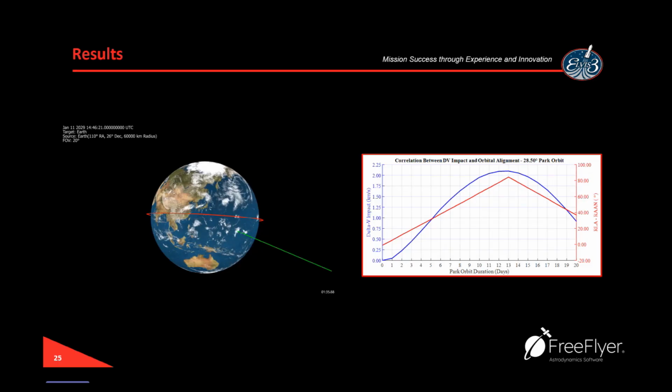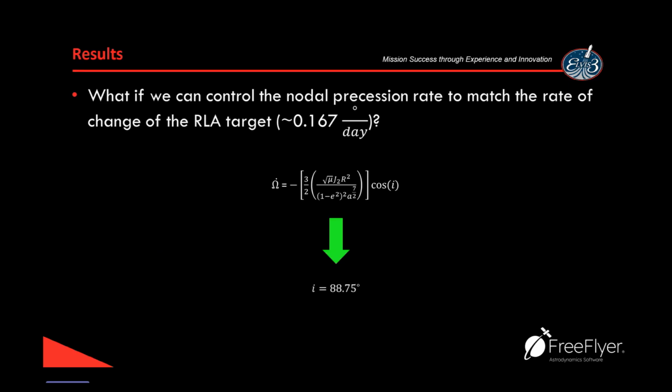So to do that, we want to control the rate at which we're precessing. We can use this equation here. Again, if we can get the nodal precession rate to match the rate of the RLA target, which comes out to be about 0.167 degrees per day, then we can maintain that alignment for the entirety of the opportunity. There are a lot of assumptions baked into this equation, so it's not going to be perfect, but it's a good starting point.